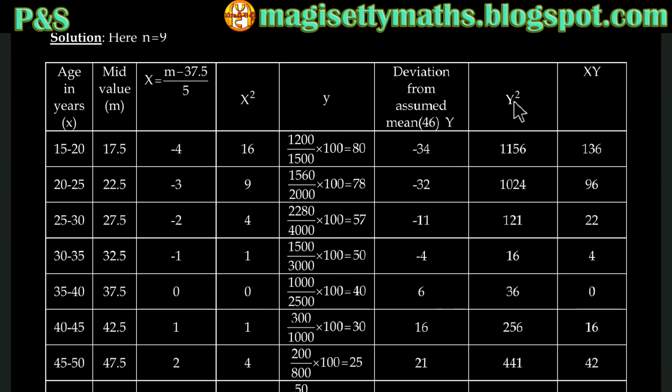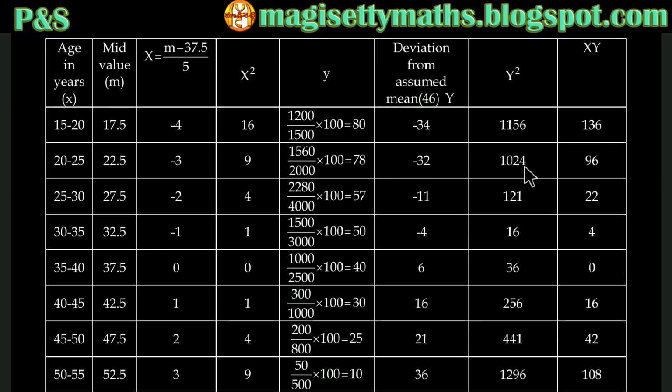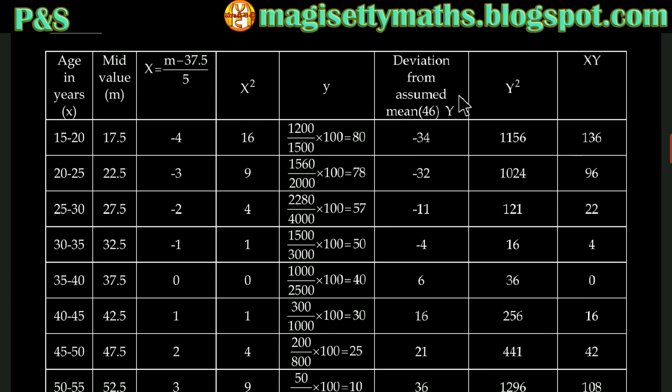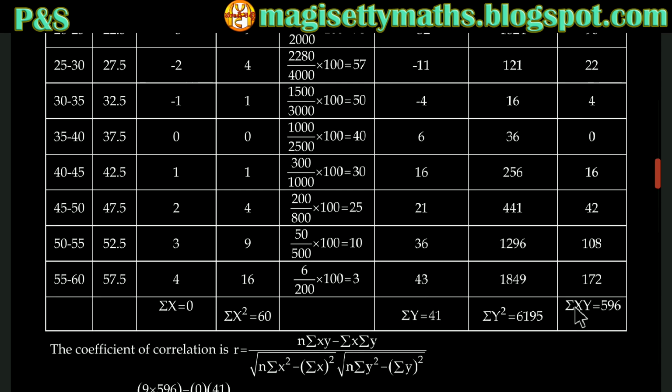Now taking the squares, y square equals minus 34 whole square, that equals 1156, minus 32 whole square is 1024, and so on. The sum, summation y square, equals 6195. The product capital X into capital Y: minus 4 into minus 34 equals 136, minus 3 into minus 32 equals 96, and so on. Evaluating the summation xy equals 596. Now we have summation x square, summation y square, and summation xy.